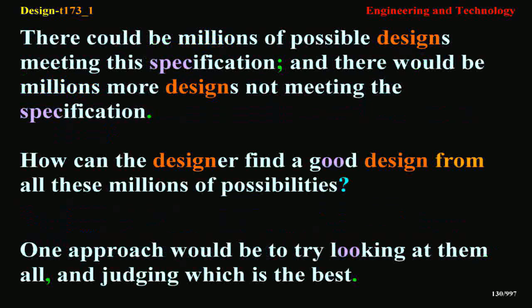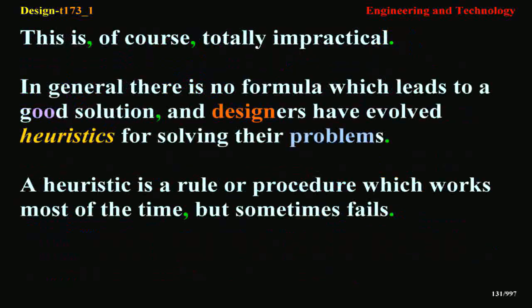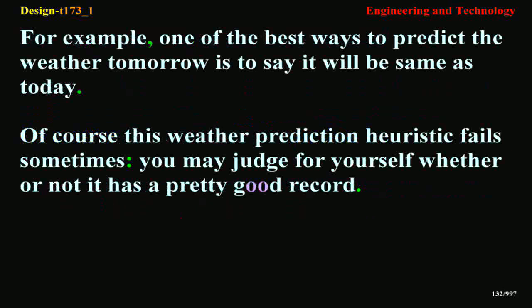How can the designer find a good design from all these millions of possibilities? One approach would be to try looking at them all and judging which is the best. This is, of course, totally impractical. In general, there is no formula which leads to a good solution, and designers have evolved heuristics for solving their problems. A heuristic is a rule or procedure which works most of the time, but sometimes fails. For example, one of the best ways to predict the weather tomorrow is to say it will be the same as today. Of course, this weather prediction heuristic fails sometimes. You may judge for yourself whether or not it has a pretty good record.